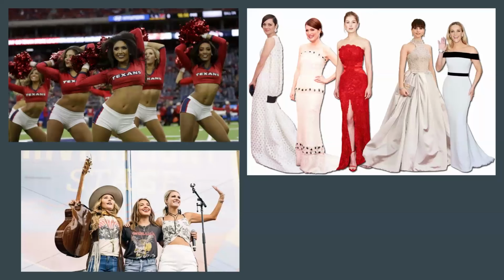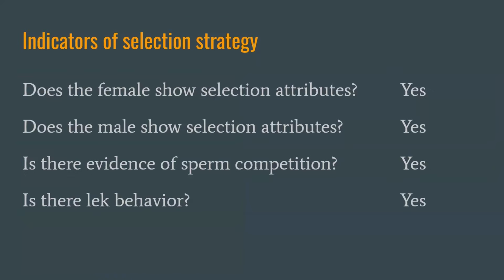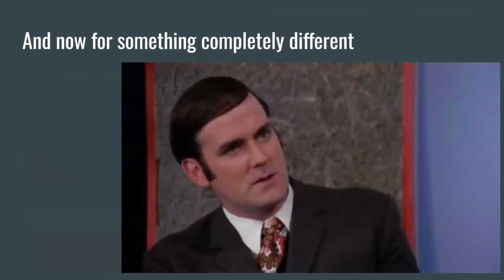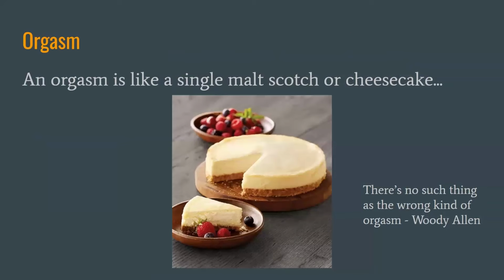Women do it too, though, in humans, which is, again, kind of surprising. In no other species does the female exhibit lek behavior. So females select, males select, and there's lek behavior. And we went through a phase, at least, of sperm competition. Kind of amazing. Now try to retain all that, because now we're going to talk about something completely different. And that's the orgasm. I like to say an orgasm is like a single malt scotch or a cheesecake. Even when it's not so good, it's still pretty good.